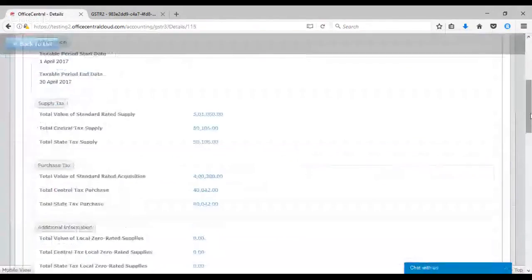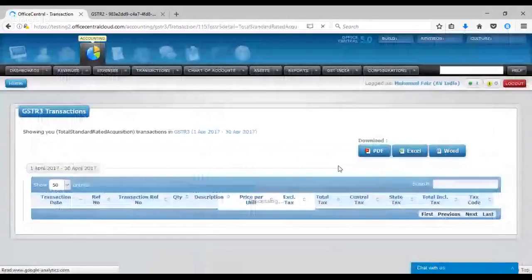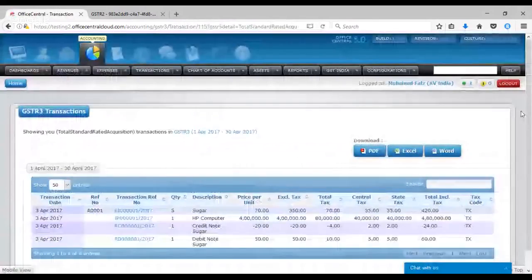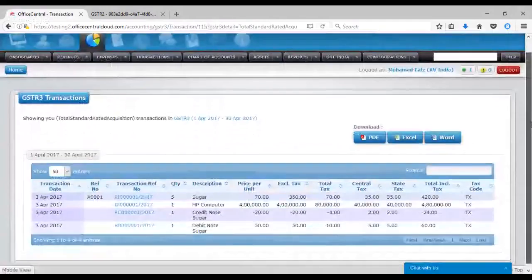What are the numbers inside it? And of course, we have done so many other transactions before. That's why the numbers are quite large, correct? But if you do your own transaction, then you actually can see the report according to your own transaction.